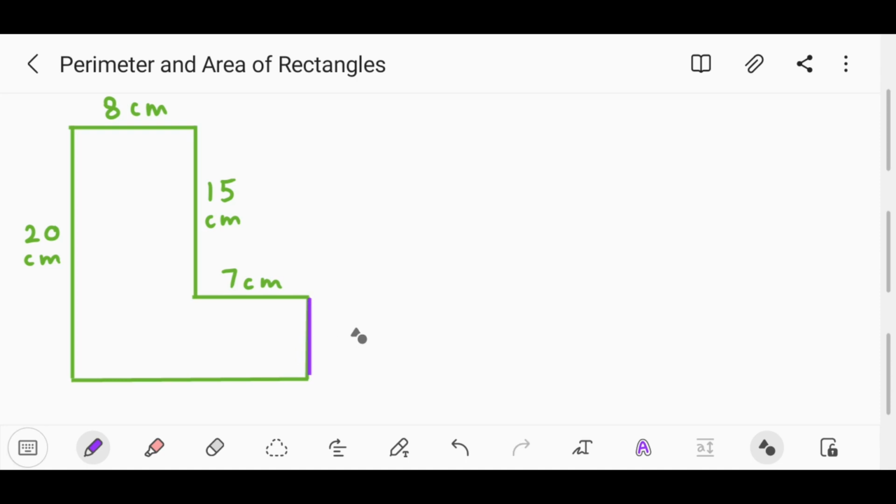So, we find out what this is by observing what the other vertical lengths in this shape are. As we can see, we have a 20 centimeters and a 15 centimeters. Is our missing length shorter than these two or longer? It's shorter, isn't it? So, in order to find what this missing length is, we need to subtract 20 by 15.